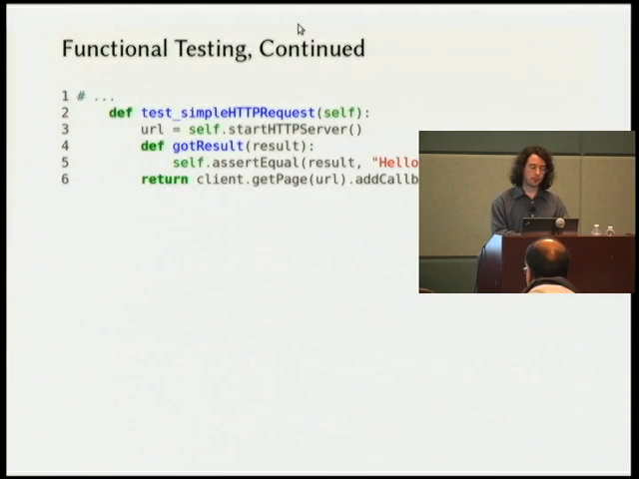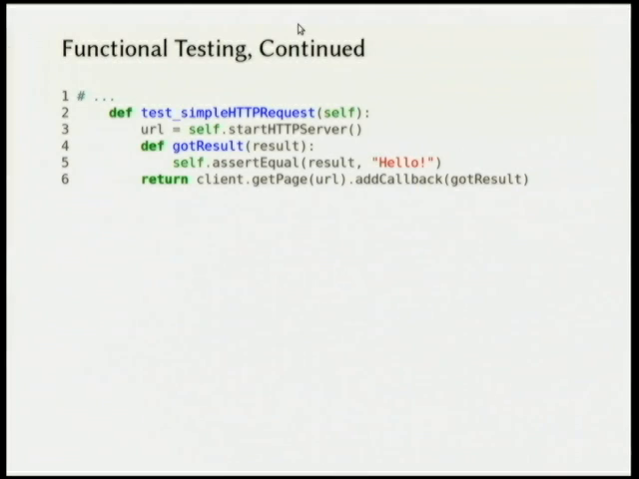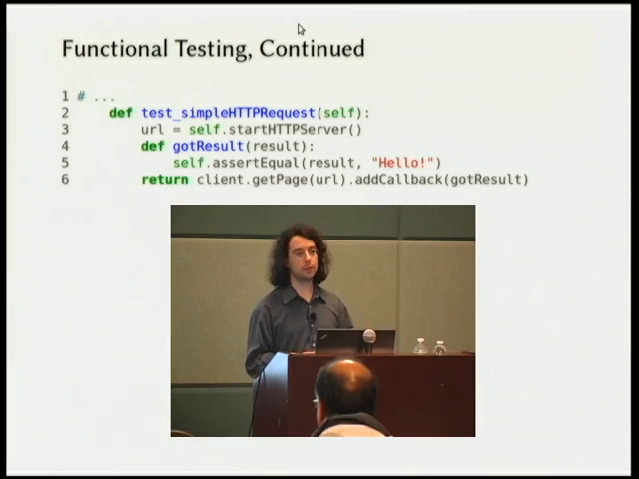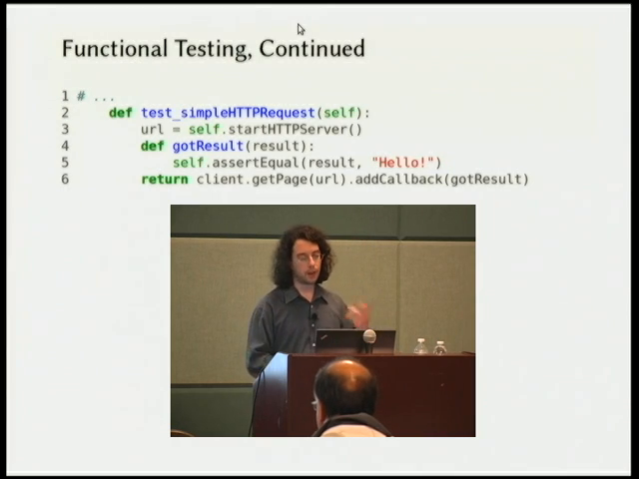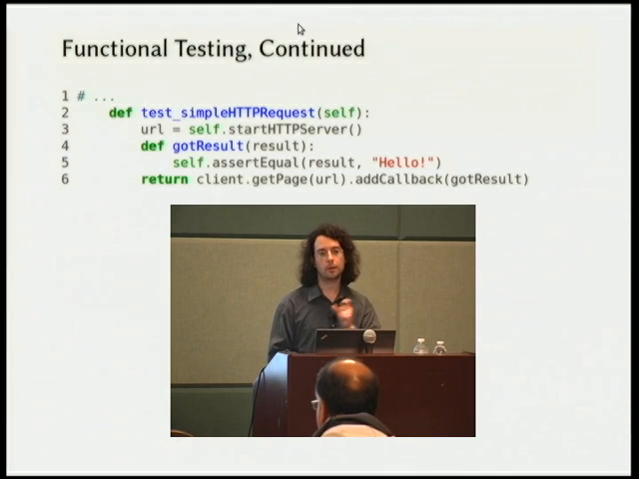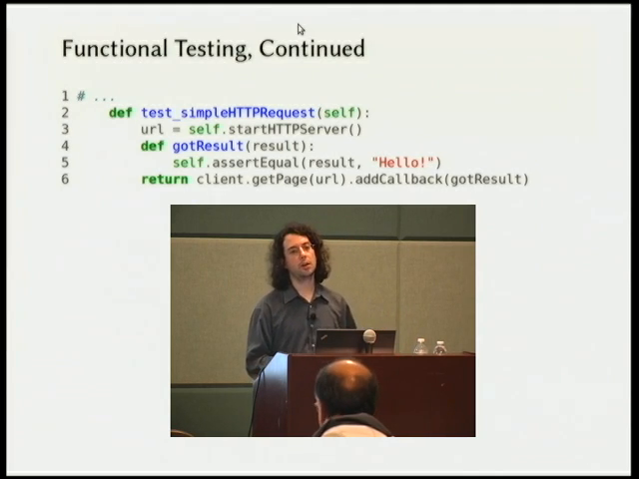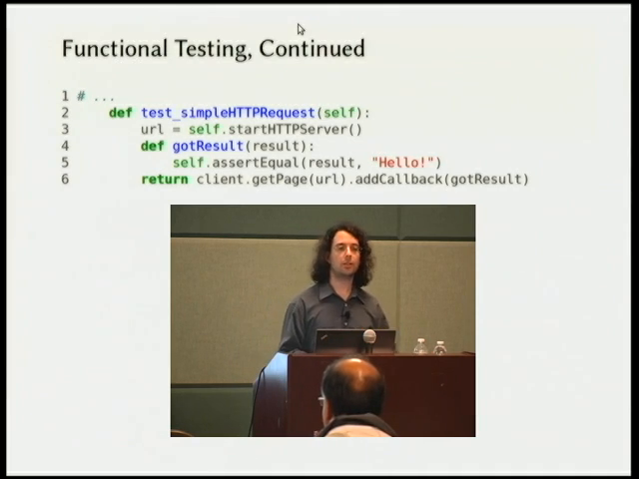And then in our test, we start the web server. We call twisted.web.client.getPage with that URL. We use Twisted's HTTP client to retrieve the URL. We say, when you have a result, call this function called getResult. And then getResult asserts that the result is equal to hello, exclamation mark. So we assert that our HTTP client downloaded from the HTTP server the string hello, exclamation mark, which is what we expected to get.